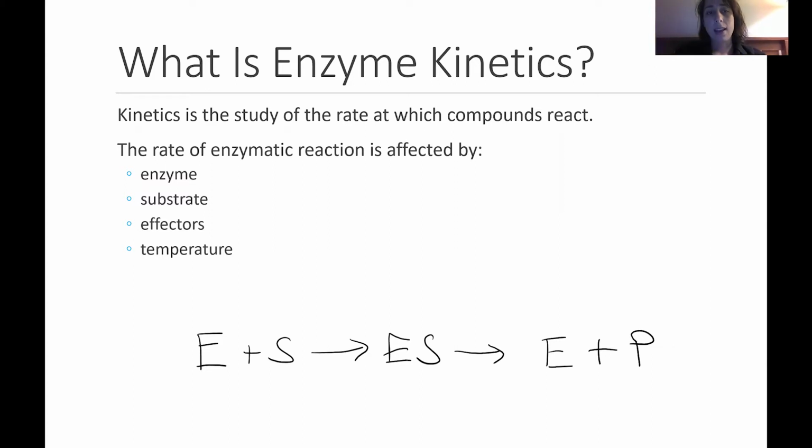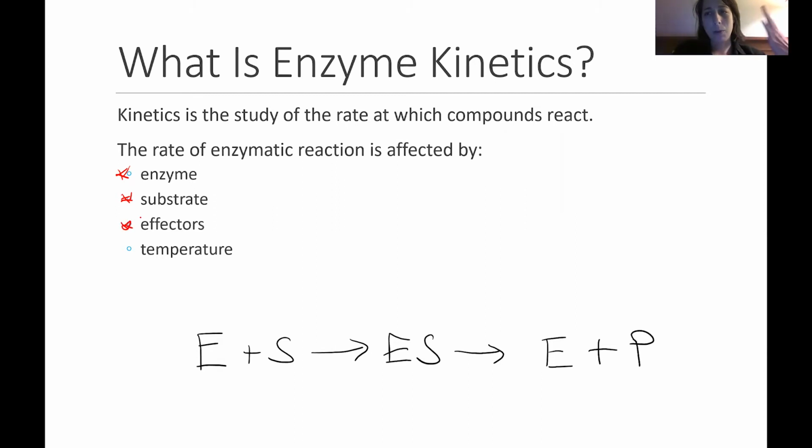Generally, the enzyme kinetics are affected by things like the enzyme itself. So its rate is going to be determined by the enzyme. The substrate that an enzyme is acting with will also, of course, affect the rate of the reaction. Any other effectors, so these can be other substrates, other inhibitors, and we'll talk about those in this chapter, will of course potentially affect the rate of an enzyme.